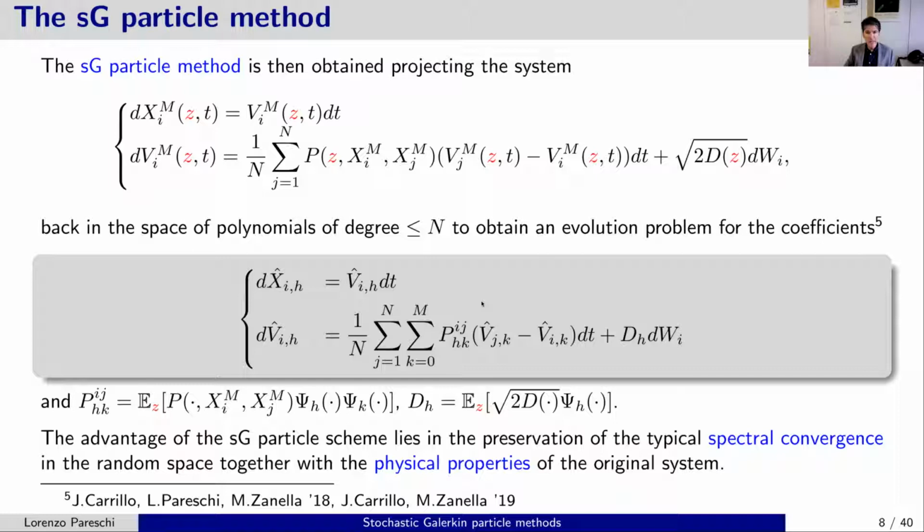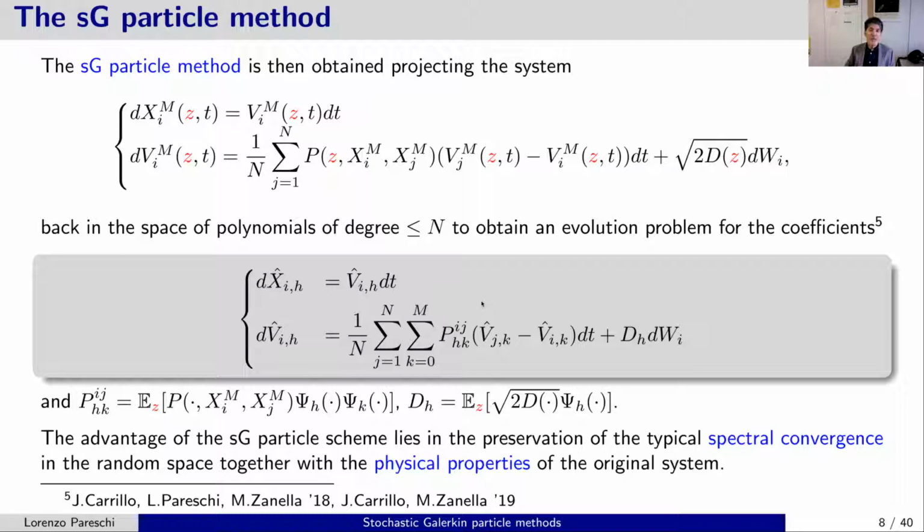Of course, the advantage of this approach is that since we work at the level of particles, there are no issues concerning positivity of the solution. The positivity depends just on the reconstruction that we do at the end. All the physical properties are then preserved because they are preserved at the level of the particle dynamic. Moreover, it's possible to show, but I will show you directly now with other examples, that this approach is capable of preserving the spectral convergence in the random space.